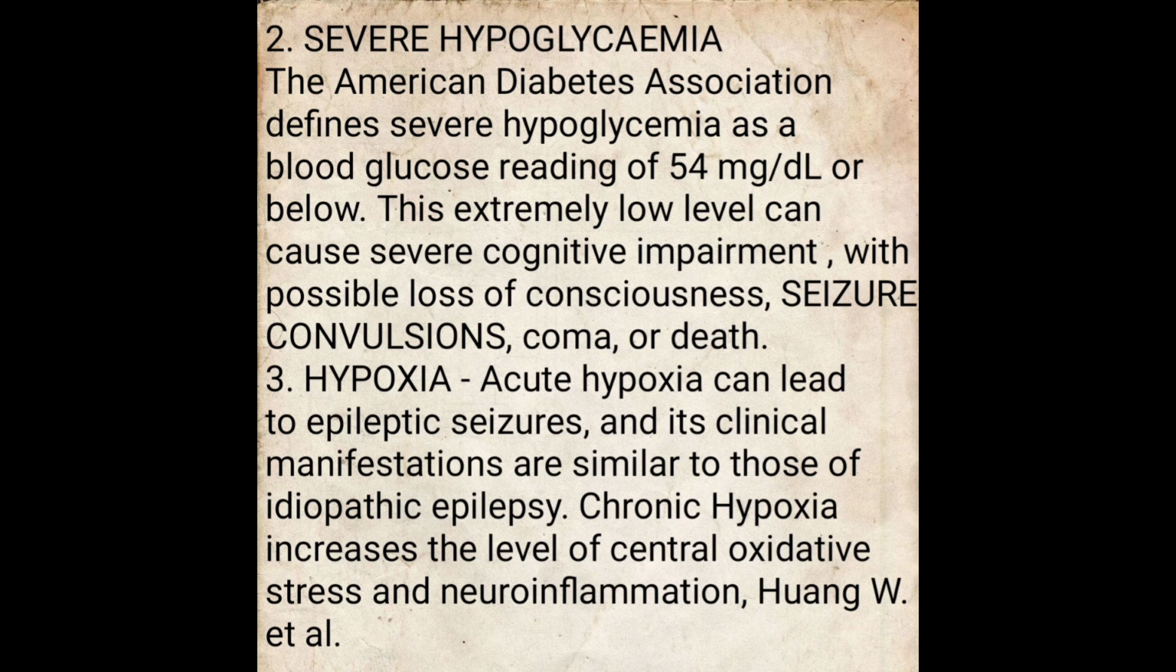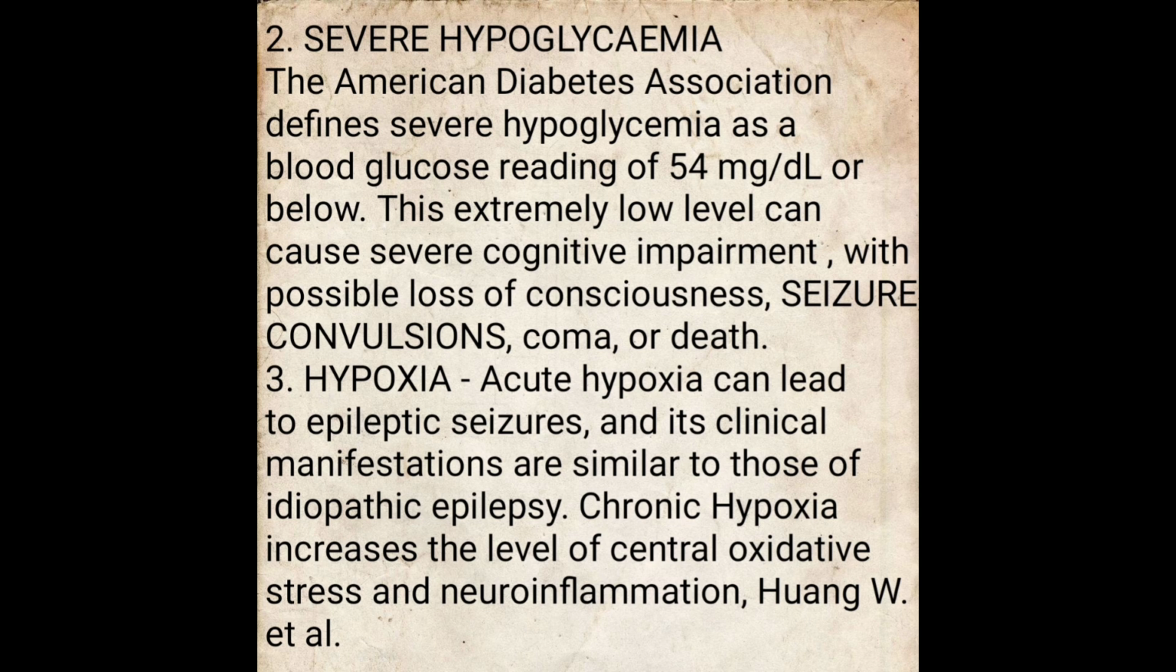Another cause of convulsion is severe hypoglycemia. When you talk of severe hypoglycemia, you are talking of a very low sugar level in the blood of a patient. The American Diabetes Association defines severe hypoglycemia as a blood glucose reading of 54 milligrams per deciliter or below. This is very much not compatible with life. This extremely low level can cause severe cognitive impairment with possible loss of consciousness, seizure, convulsion, coma, or death.